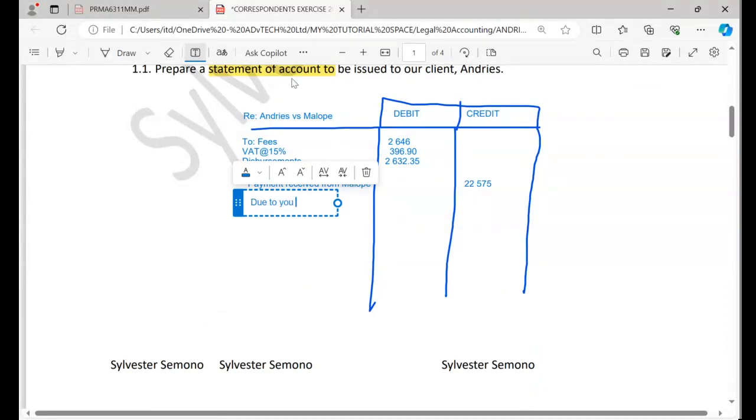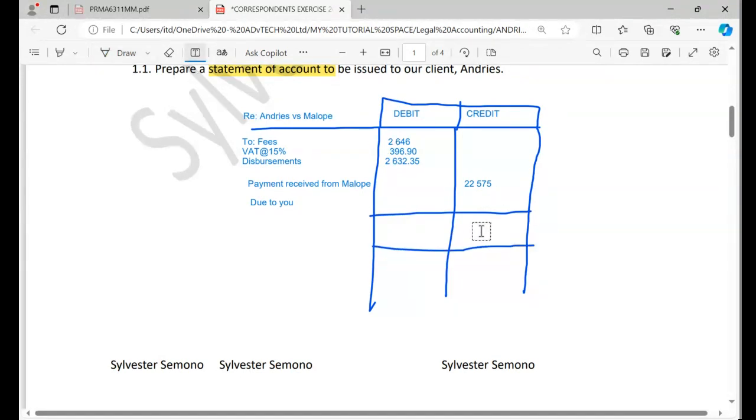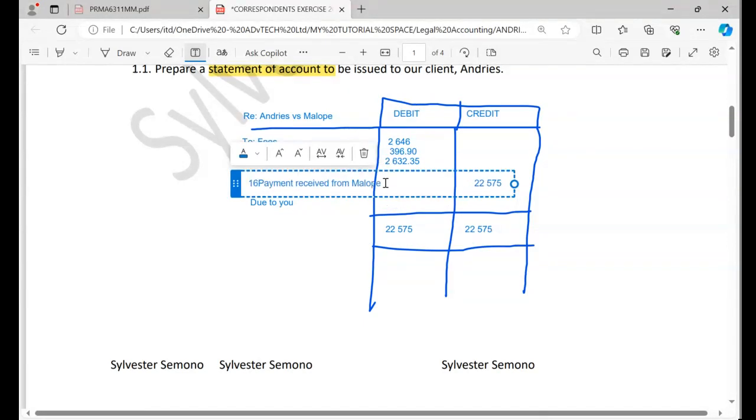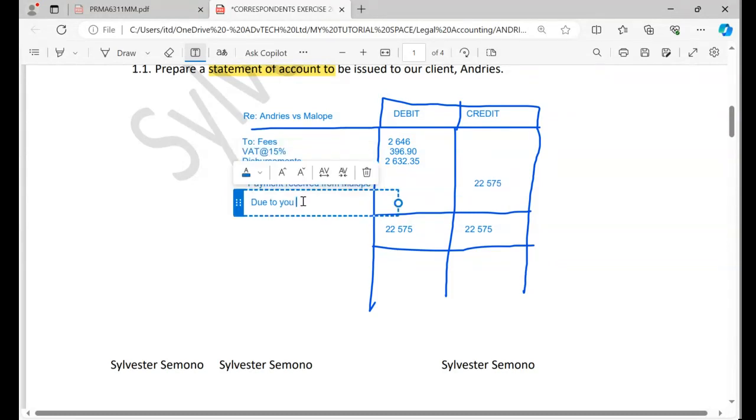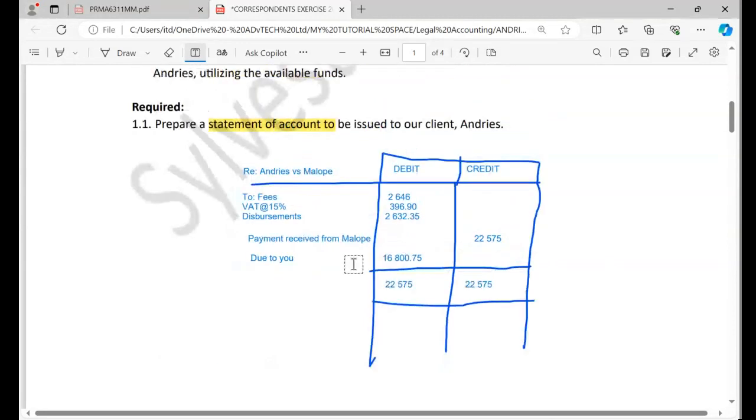And then thereafter, we had to find the amount due to the client. For the amount due to the client, you just have to balance this, because if you balance it, the total is going to be 22,575, and it must also be 22,575 here. So if you say 22,575 minus everything here, you'll get 16,899.75. Can you see now? This is what is due to the client.